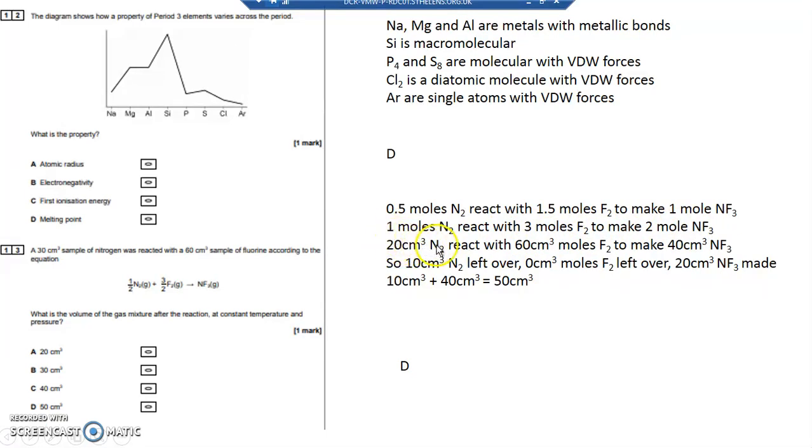So 20 centimetres cubed of N2 reacts with 3 times 20, which is 60 centimetres cubed of F2, to make 40 centimetres cubed of NF3. So the 60 centimetre cubed of fluorine is all used up. I've got 20 centimetres cubed of the N2 out of the 30 reacting, and 1 mole would react with 2, so it's going to make 40 centimetres cubed of NF3. So what have I got left over in the mixture? I've got 10 centimetres cubed of nitrogen left over. I've used up all of my fluorine, and I've made 40 centimetres cubed of NF3. So 10 centimetres cubed of N2 left over, 40 centimetres cubed of NF3 made, 50 centimetres cubed. That's why my answer is D.